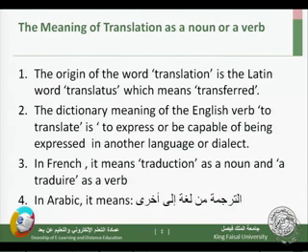As you can see, number 1, the origin of the word translation is the Latin word translatus, which means transferred. Transferred means from one language to another. The second meaning, which is the dictionary meaning, if you look it up in any dictionary, the meaning of translation, especially the verb to translate, is to express or be capable of being expressed in another language or dialect.